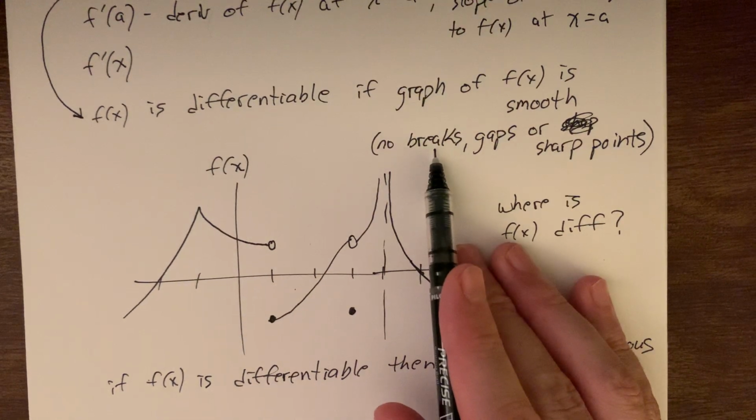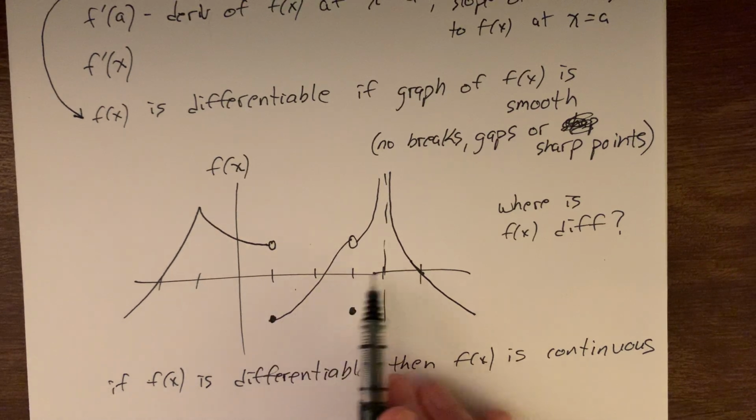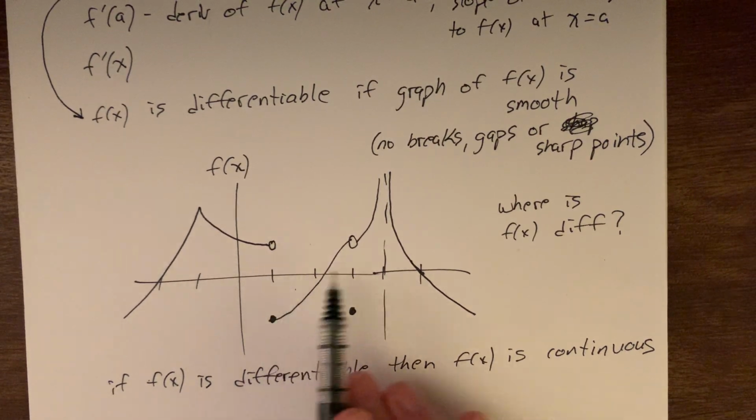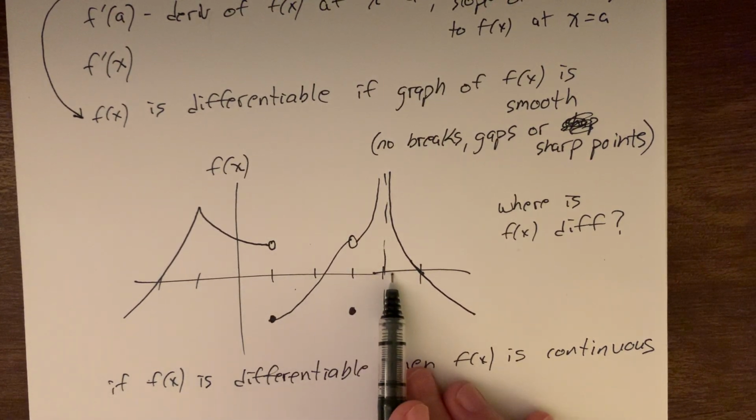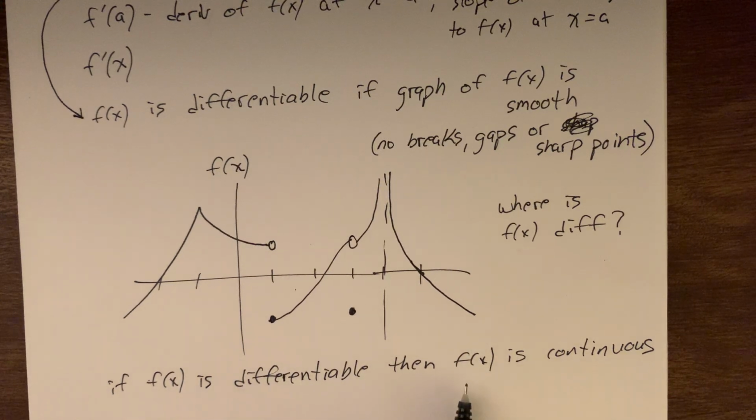That idea of no breaks. If we already have breaks, jumps, gaps, these three x coordinates, x is 1, x is 3, and x is 4, these would all be classified as discontinuities, and therefore there is not even a question about is the function differentiable here. It is not.